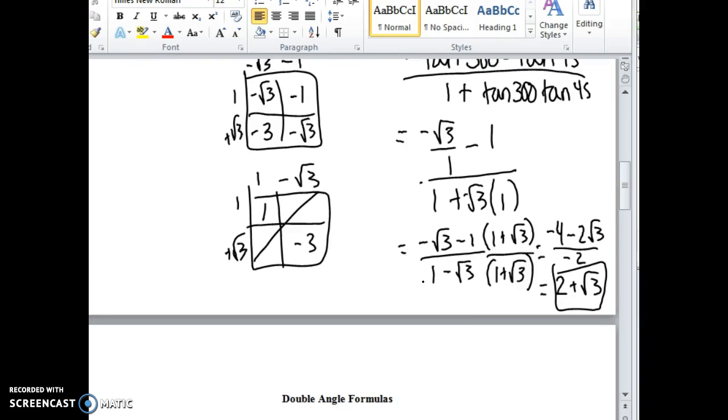Those are the basics of the sum and difference formulas. You can also solve trigonometric equations with them, verify identities, and please refer to your intro videos for more information on that.